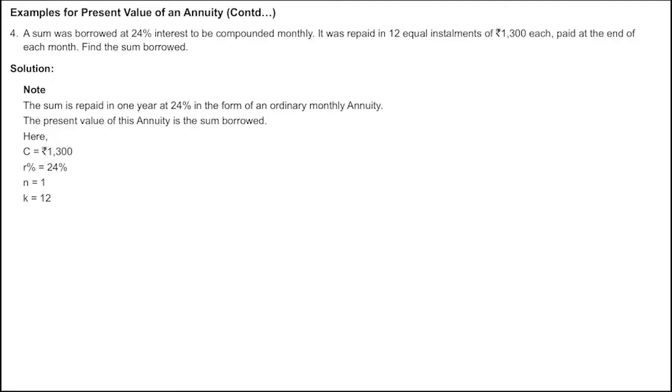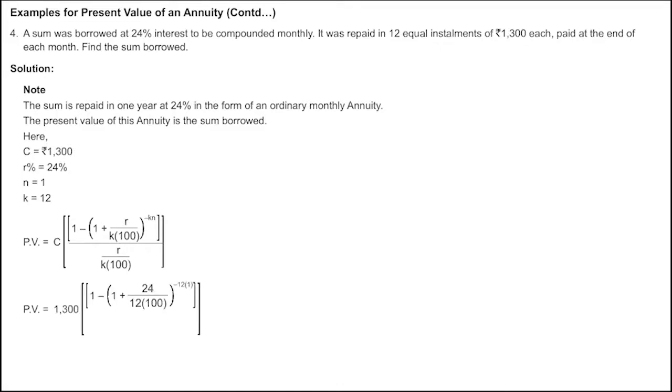And what is the amount of equal installment? Rupees 1,300. So C will be equal to rupees 1,300. Our R percent is 24%. So the present value of this annuity will be the sum borrowed. So let's find out the present value of this annuity using the same above formula. So in this formula, you are going to put the value of C as 1,300, R as 24%, K equal to 12 and N equal to 1. So value of C has to be replaced by 1,300.